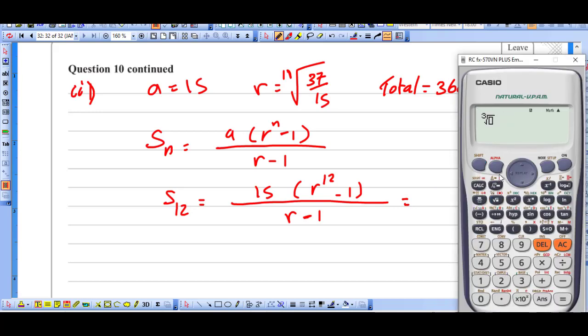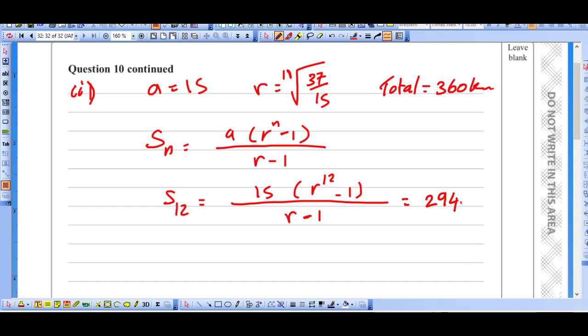So we have shift here and then the 11th root, and inside we add 37 divided by 15. So r is equal to 1.08955. So now we can write 15 multiplied by, open the bracket, answer power 12 minus 1, close the bracket, divided by, open the bracket, answer minus 1. So it's equal to 294.2 kilometers.